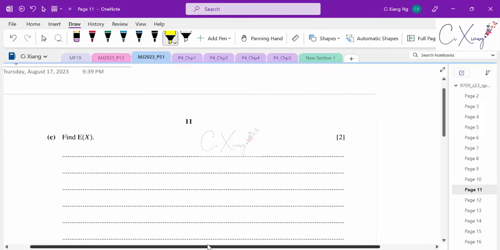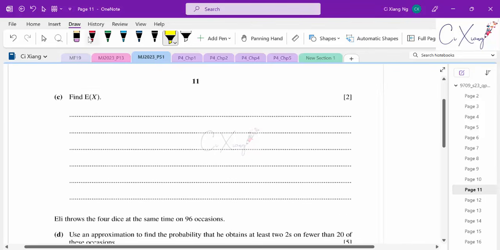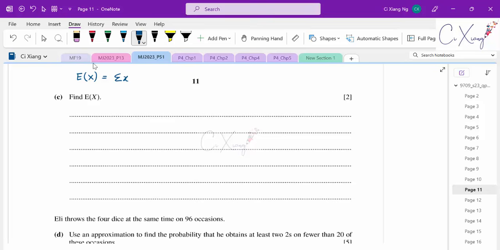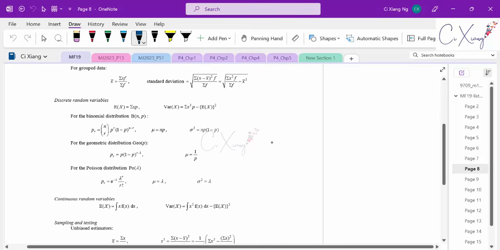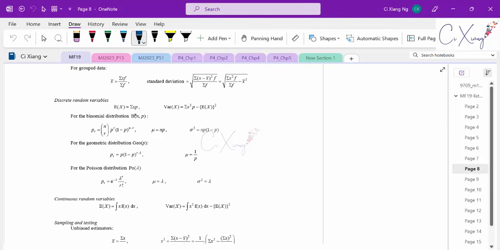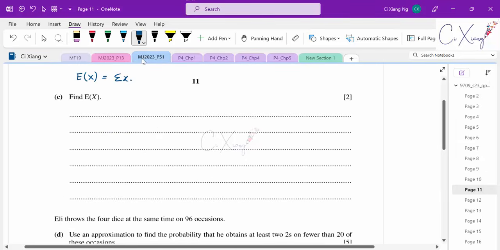For part C, they want us to find the expected value of x. Just to recall, what's the expected value formula? Basically it is the summation of x multiplied with the probability. Or you can have a look straight away at our formula booklet. Where is the expected value formula? We have a discrete random variable, so you can see the expected value formula is summation of xp. So we straight away use this one.